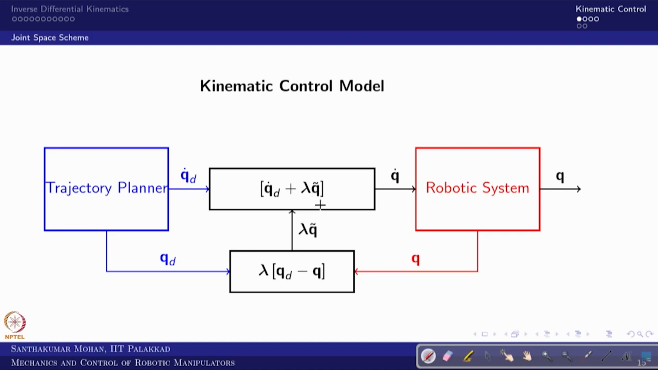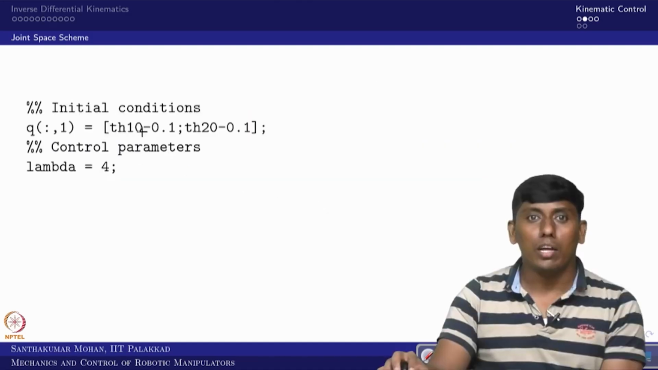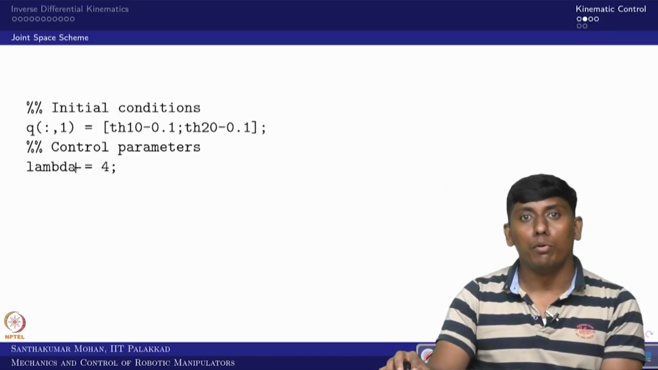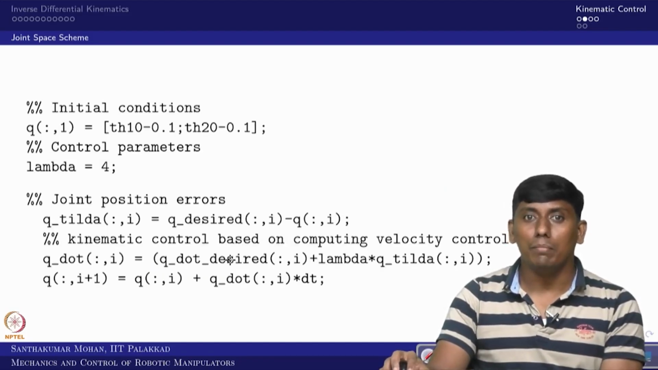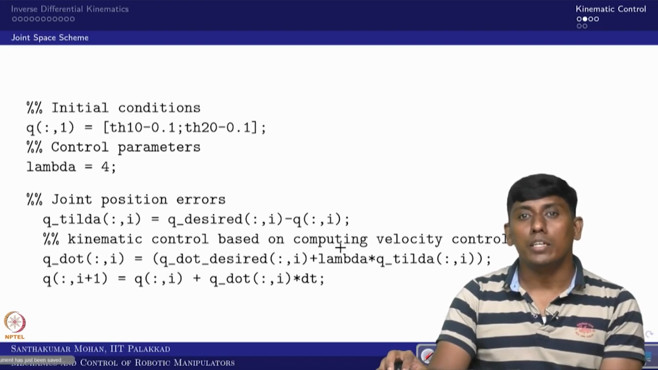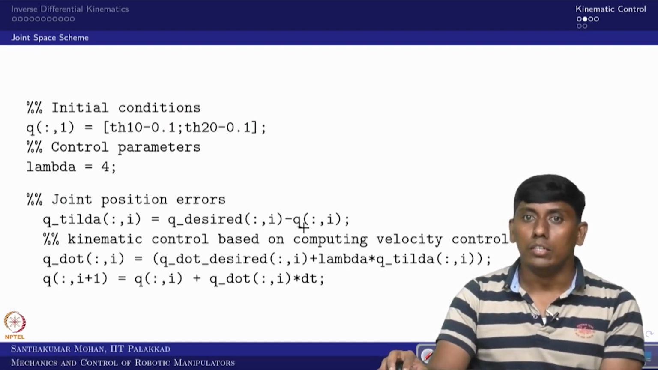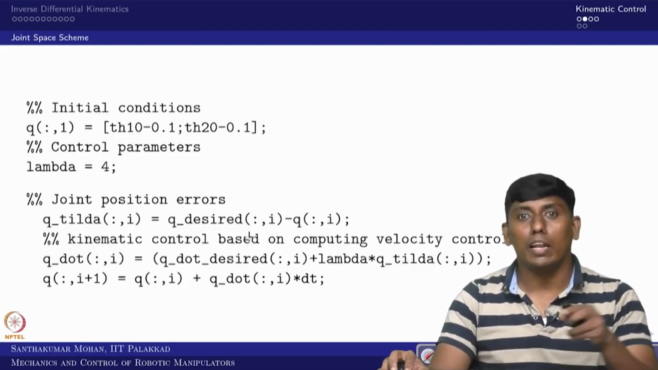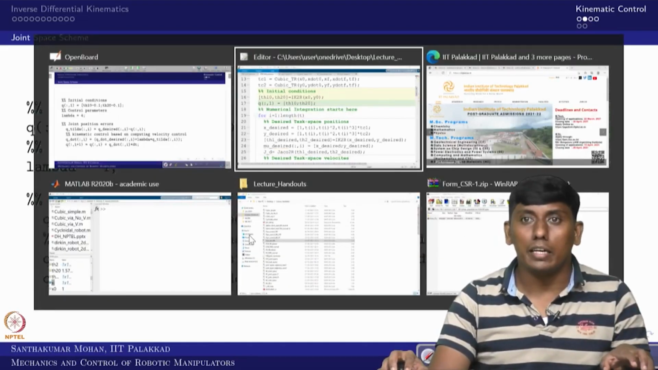In that sense, what would change in the code? The initial parts are all the same. The only thing we are adding is the control parameter, lambda, which comes in here. I have taken it as 4, and the rest is the same. The only added thing is the joint position error, and you can see q dot changes to q dot desired plus lambda times q tilde, where q tilde is q desired minus q. So this is the change which we expected.